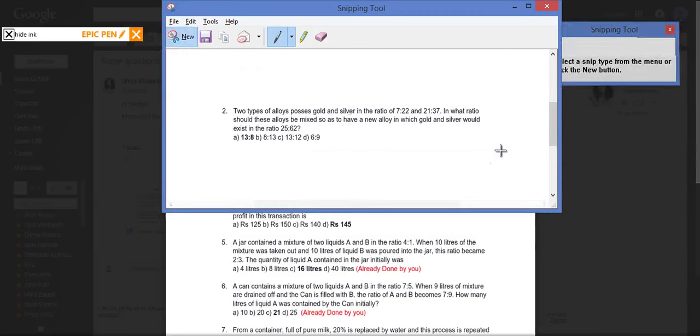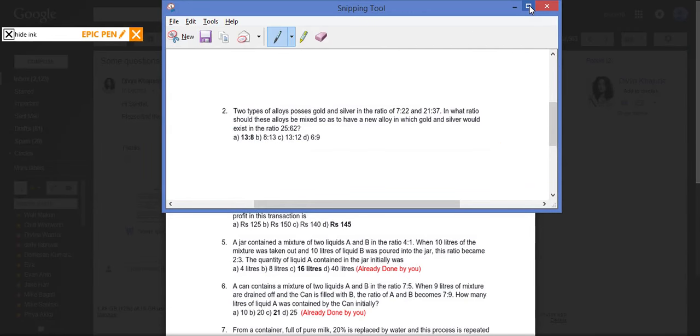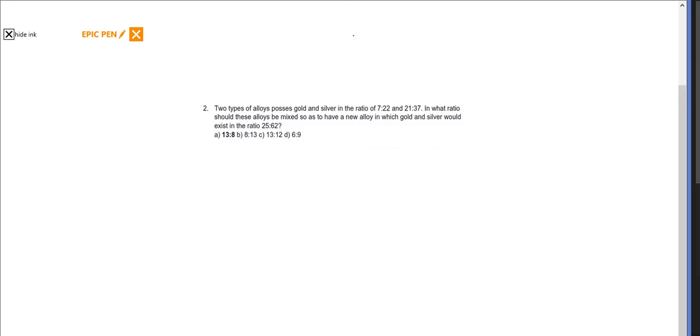Let's move on to question number 2. Two types of alloys possess gold and silver in the ratio of 7:22 and 21:36. In what ratio should we mix these alloys in order to have a new alloy in which gold and silver would be in the ratio 25:62? So what do we have here?